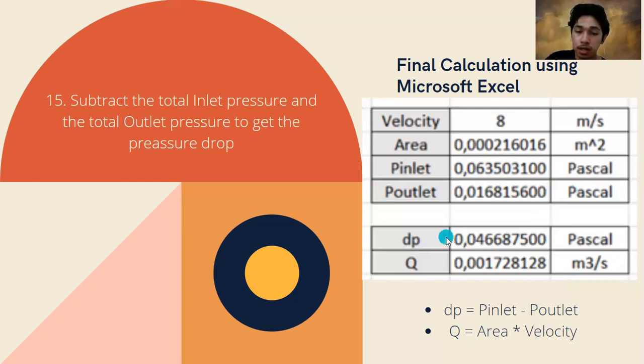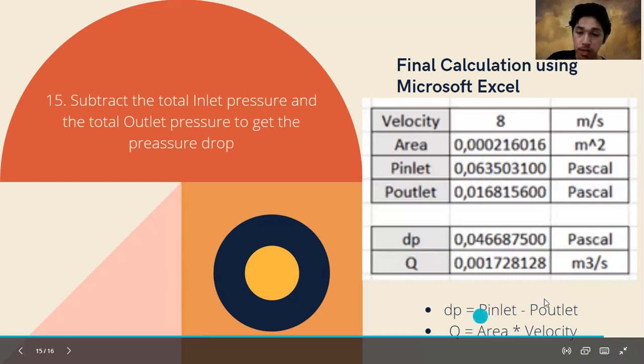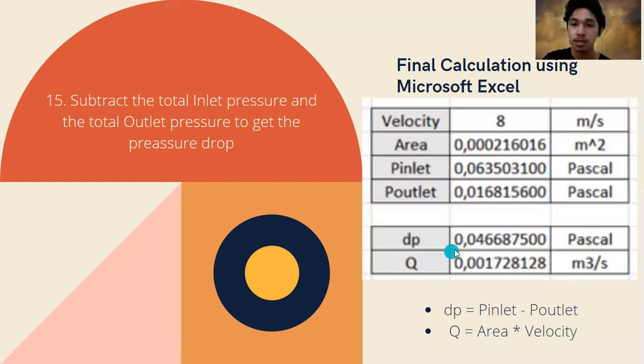So the formula of pressure drop is inlet pressure subtract to outlet pressure, which is gained as 0.046687 Pascal, and the debit is area times by velocity, which is 0.001728 meter cube per second.